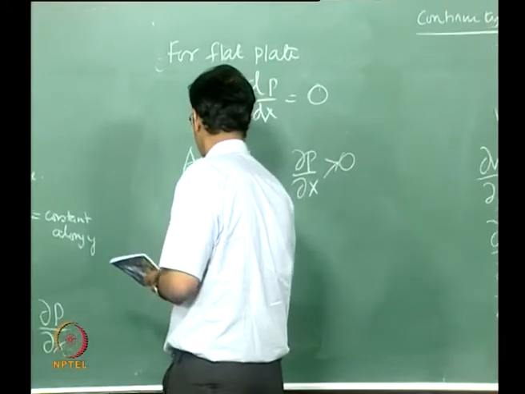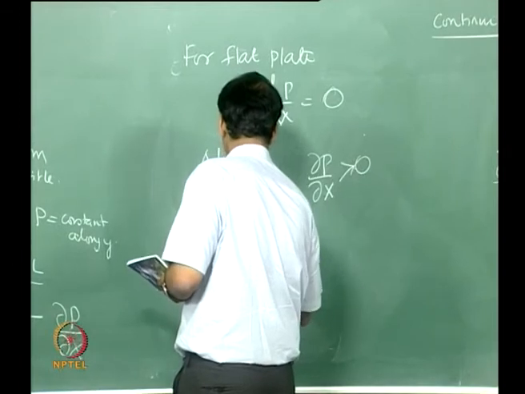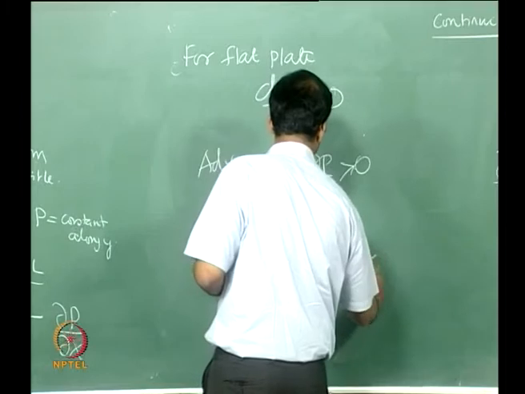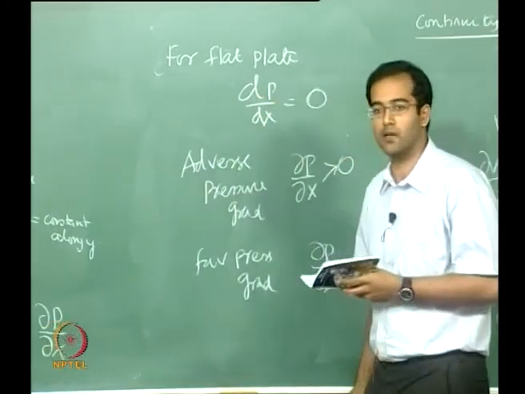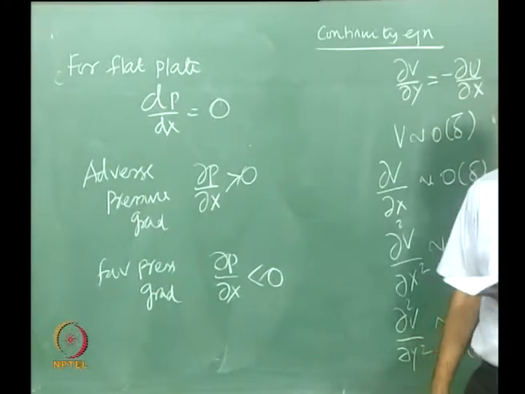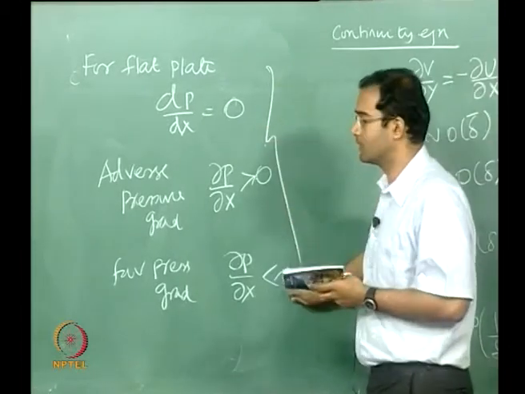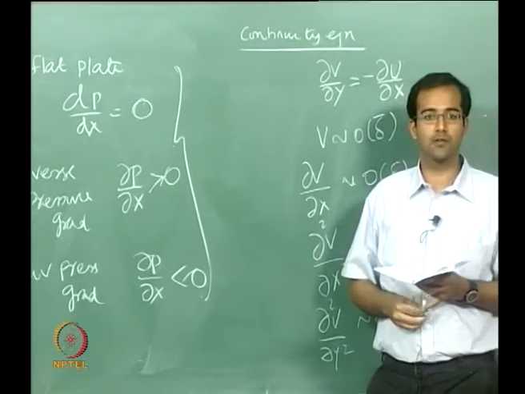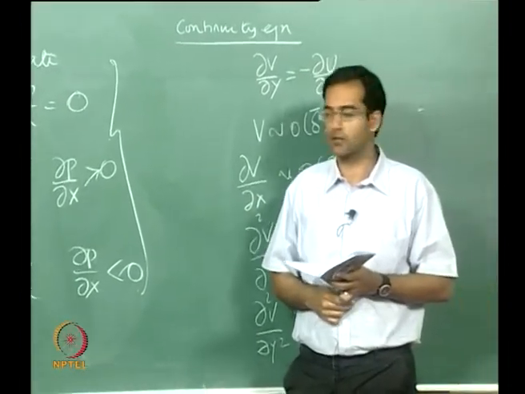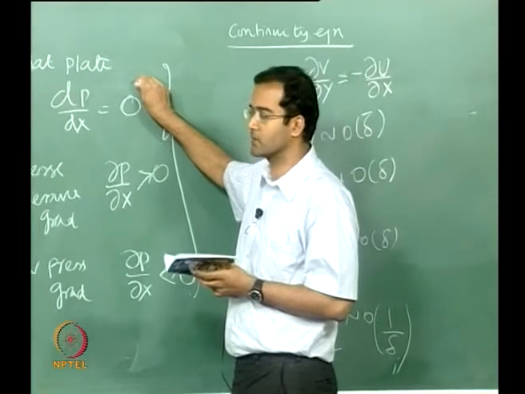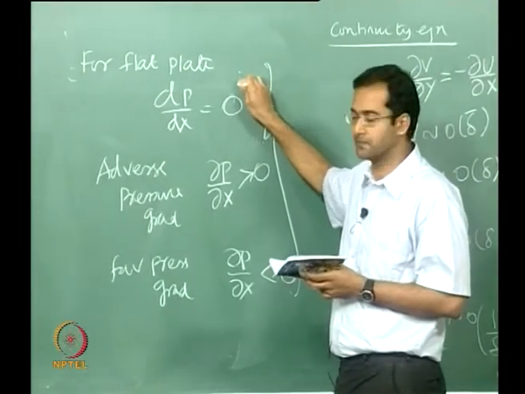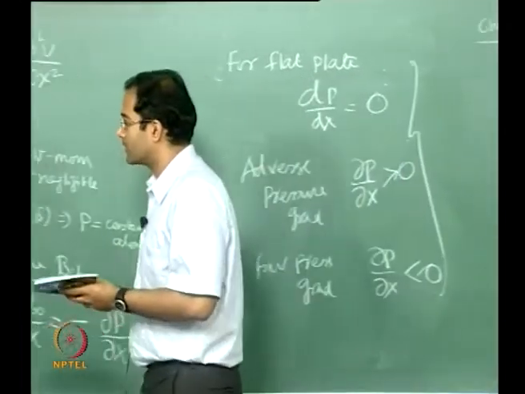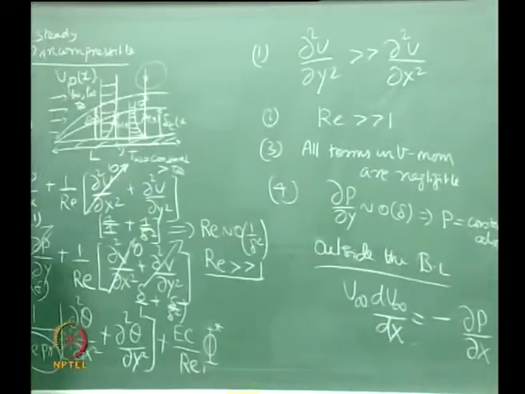You can have a favorable pressure gradient where your dp/dx should be less than 0, so that means your velocity keeps increasing. You can have either of these depending on the kind of flow externally that you are looking at. If u infinity is equal to a constant, then this is the best approximation, it is going to knock off the pressure term completely. Otherwise you have to consider either of these cases. So that is the approximation to the momentum equations.